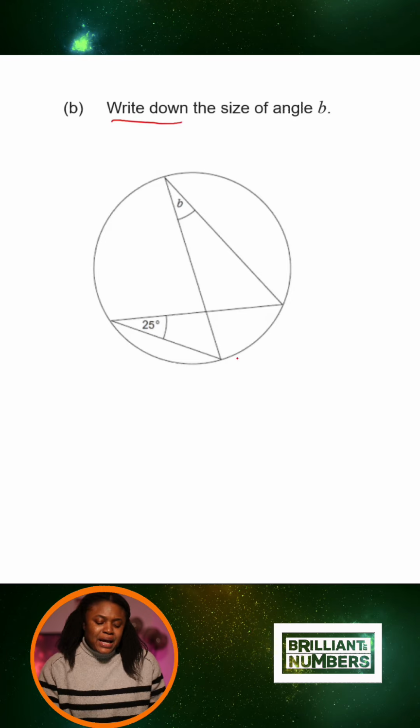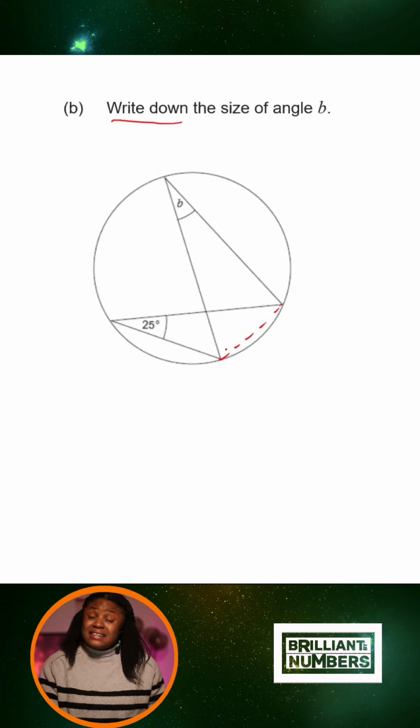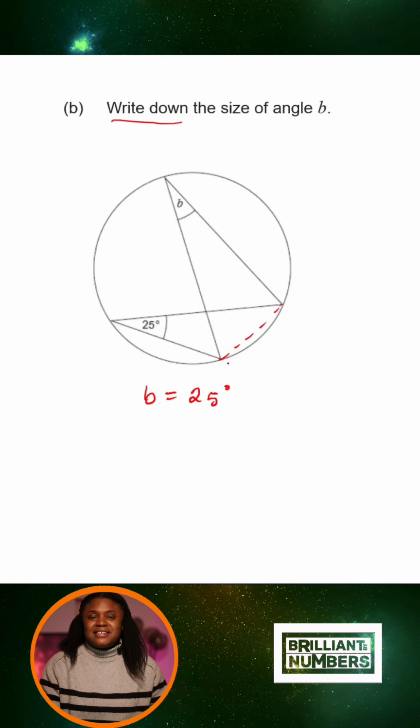So here I'm going to visualize my chord by drawing it in. Remember, this theorem says that angles in the same segment are equal. Therefore, B will also be 25 degrees. Remember, for this theorem to apply, these triangles have to be drawn off the same chord. And if they are on the same side of the segment, they're also the same. And it's as simple as that.